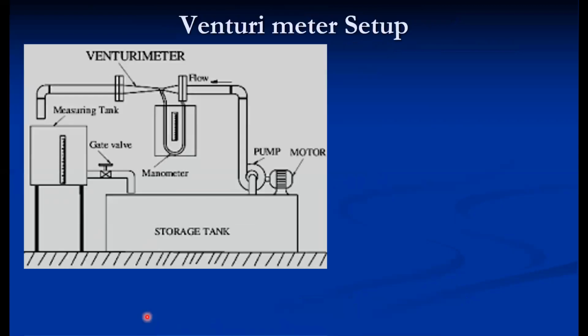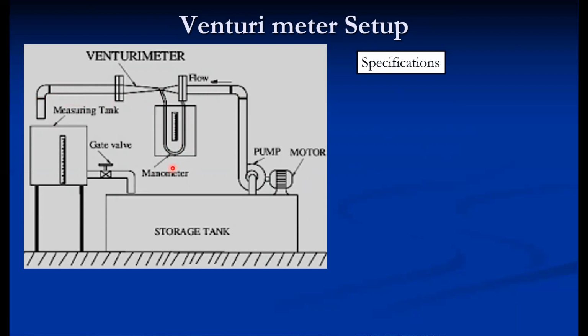So the setup for calibration mainly consists of this venturimeter, which is connected to the pump inlet section. The flow directly flows through the venturimeter. This is the venturimeter section, connected to this pipe. In order to measure the pressure difference, the pressure tapping is there at the inlet and at the throat. This gives the manometric difference. Usually a mercury manometer is used to get the correct difference.